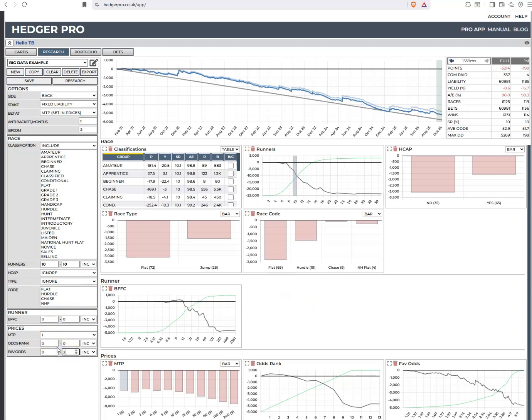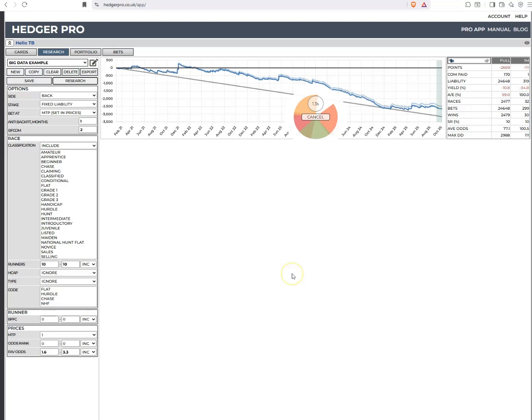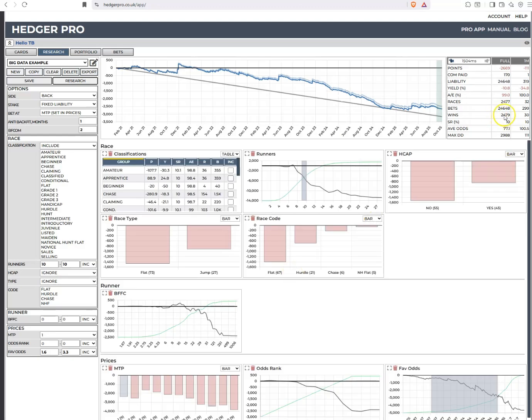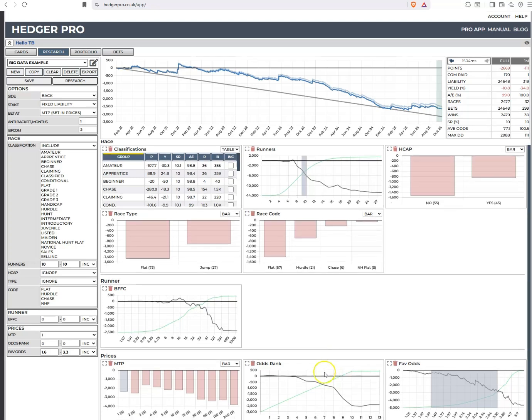And again, I'm looking for a bit of a sweet spot on a 10-runner system. So again, I have researched this. It felt to me to be around a favourite price of 1.60. So that reduces my bet count straight away. I'm now down to just about 25,000 bets in place.